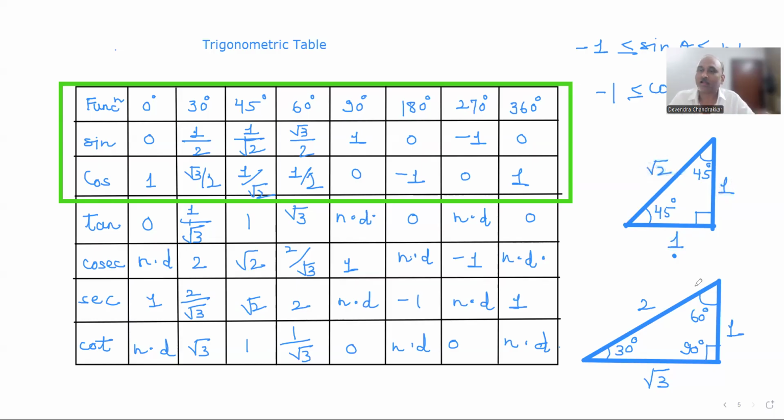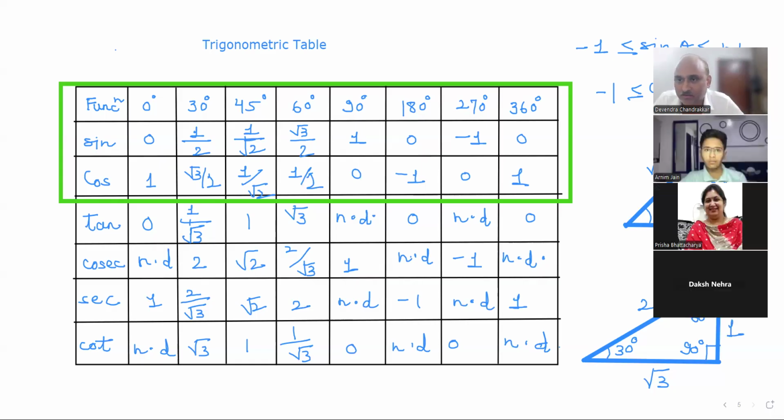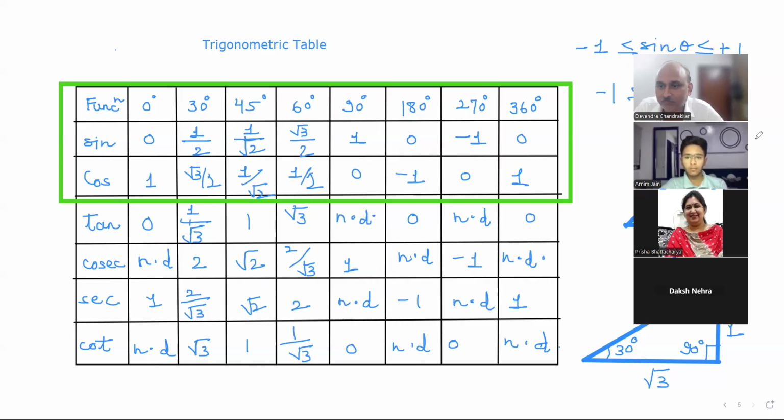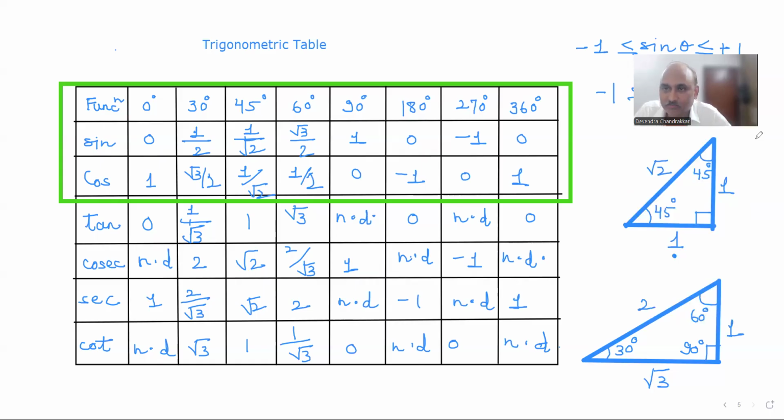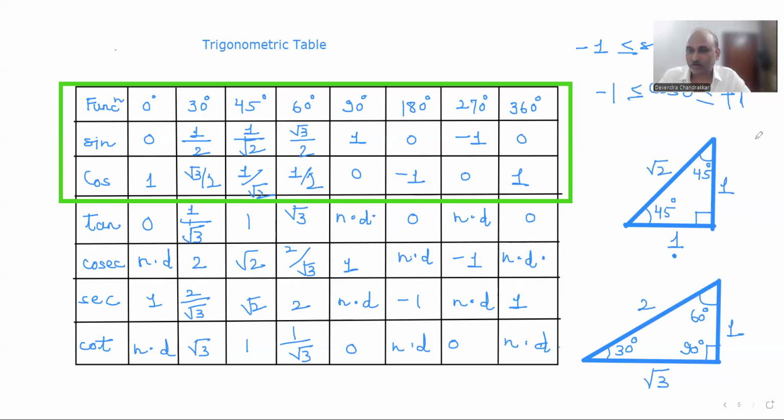Now tell me, sin 30 you can easily remember, right? From here, 1/2. Yes, sir. Similarly, sin 60 we can write it as √3/2. All of you kids, Arnim, Daksh, is it clear? Yes, sir. Prisha, doubt cleared? Yes, sir. Shabash. So please draw these triangles also just for your reference.